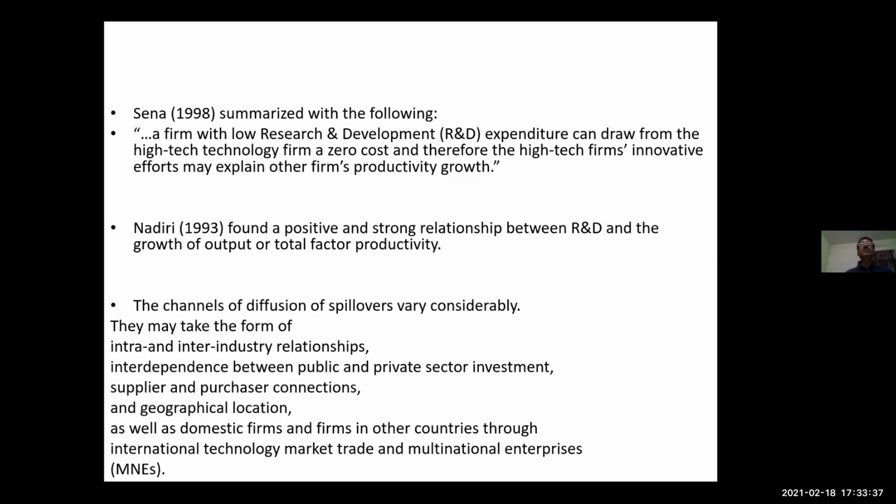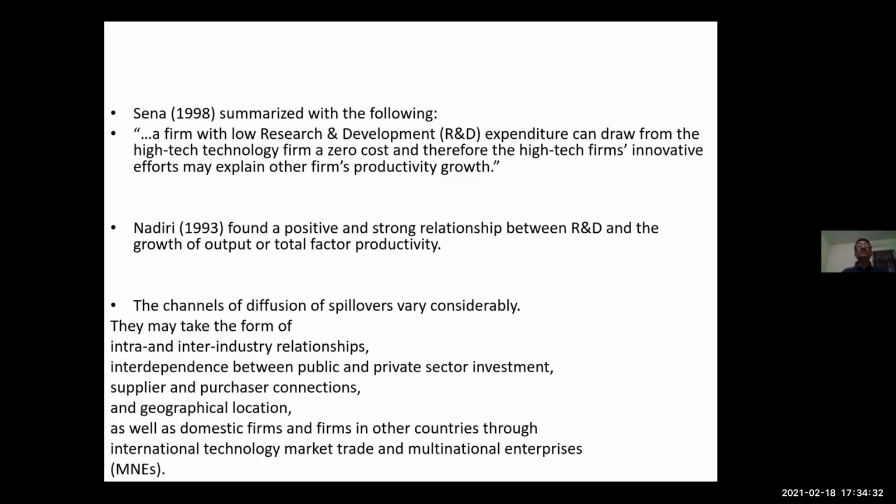The channels of diffusion of spillovers vary considerably. They may take the form of intra- and inter-industry relationships. When we talk about spillover effects of technological advancement from one industry to another, it can happen both across industries and also within a major class of industries. The other subcategories can also experience rapid productivity growth. Then there is the interdependence between public and private sector investment. Here one is talking about public-private partnership, particularly when some of the innovative activities are financed by the state, or the infrastructure is created with the initiative taken by the state and subsequently the private sector joins. That also contributes to total factor productivity growth.